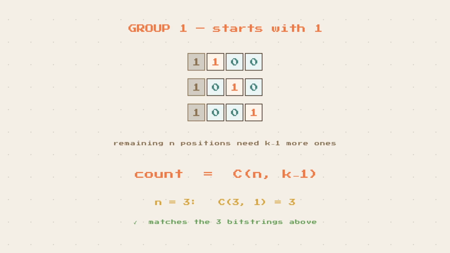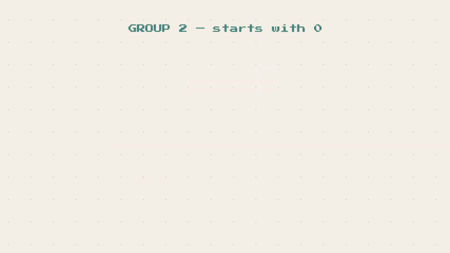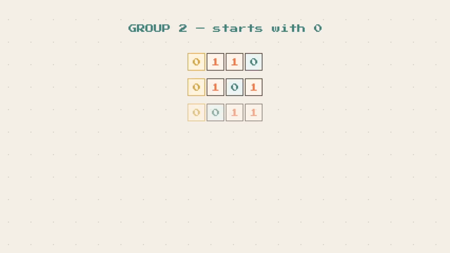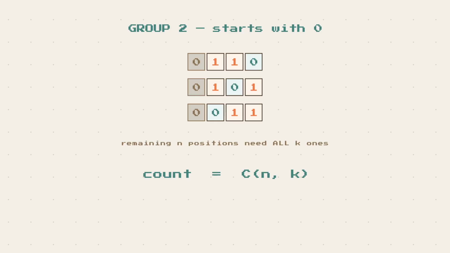Now let's take a look at group 2. Okay, so group 2, it starts with a 0, right? That means the first bit uses 0 once, right? The remaining n positions need all k ones. So the count is C(n, k). So for our example, this would be C(3, 2), which is equal to 3. And again, it matches, right? 3 bit strings start with 0.